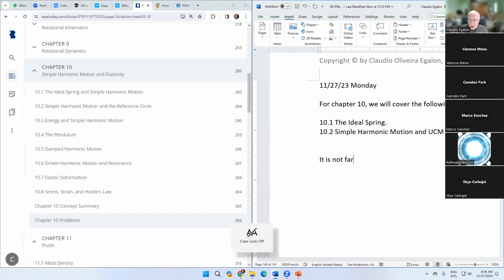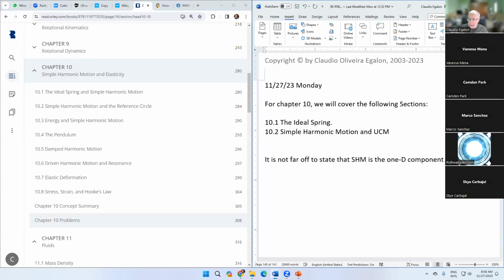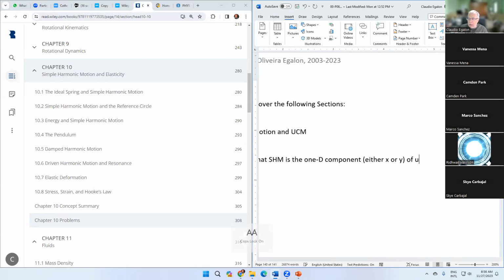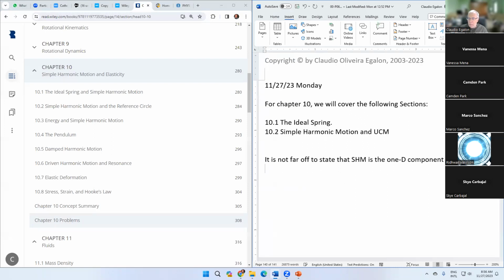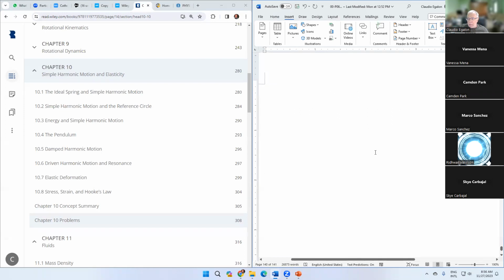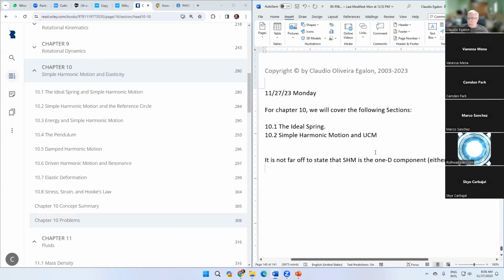It's not far off to state that SHM is the 1D component, either X or Y, of UCM, of uniform circular motion, with the proper adjustment of the parameters. That's 10.2.